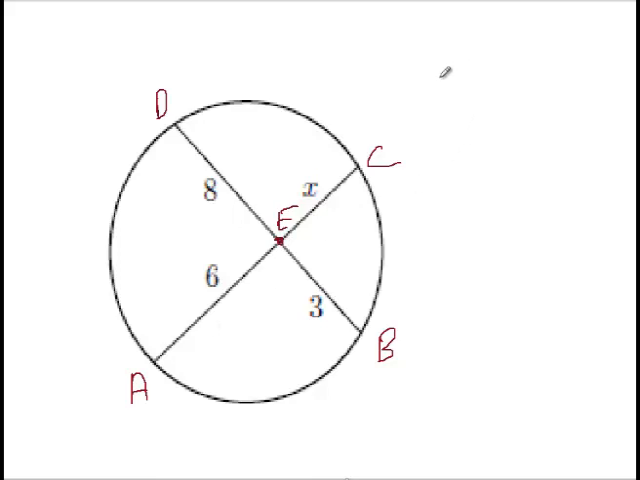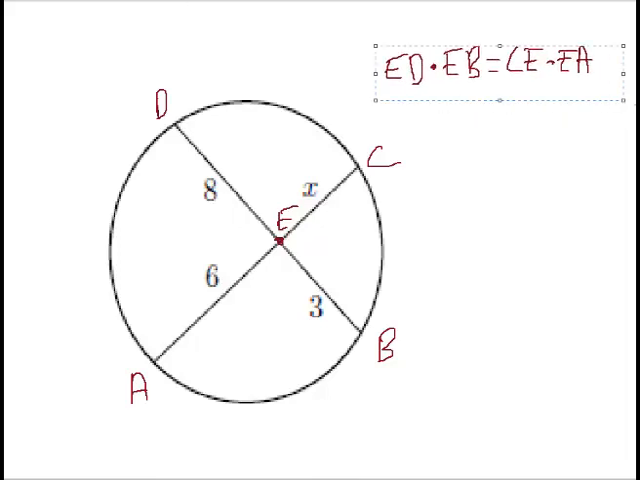So essentially, ED times EB is equal to CE times EA. Let me move this over a little bit so you can actually see the whole thing. Okay. Because the segments of each line, this is true for all chords. As long as you have two chords that are in the same circle, and you measure the distance from the end of the circle, this kind of proportion works.